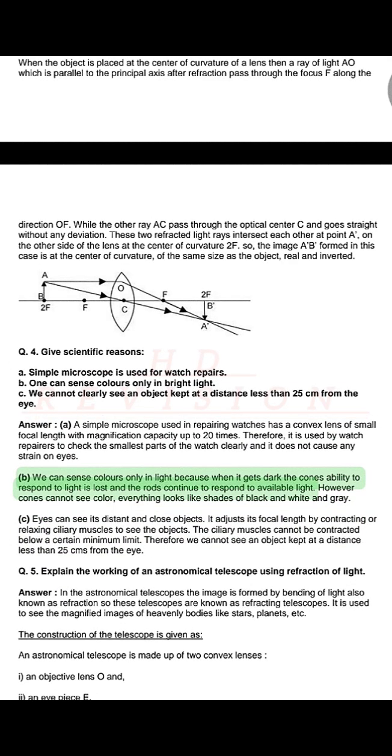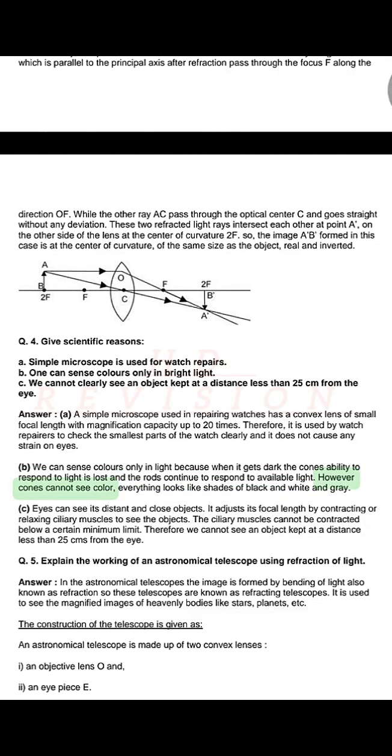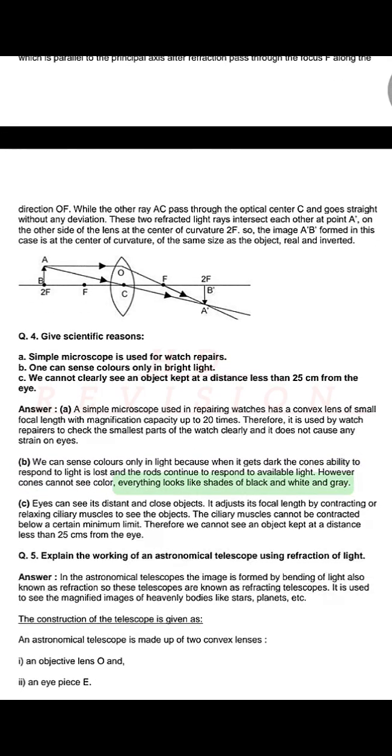B. We can sense colors only in bright light because when it gets dark, the cones' ability to respond to light is lost and the rods continue to respond to available light. However, rods cannot see color, everything looks like shades of black and white and gray.